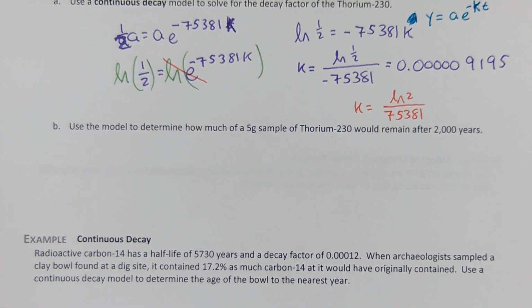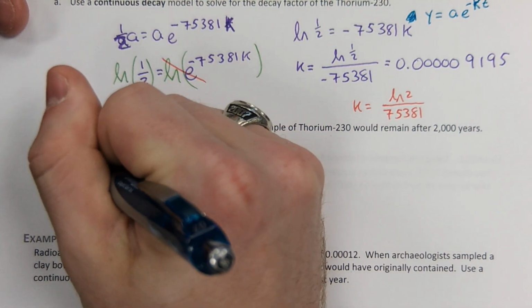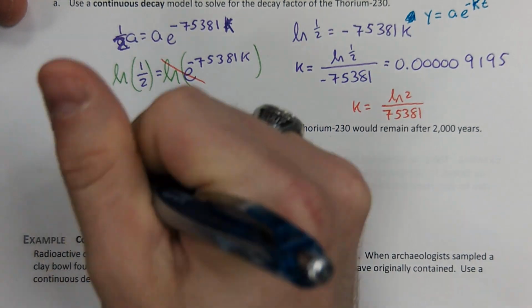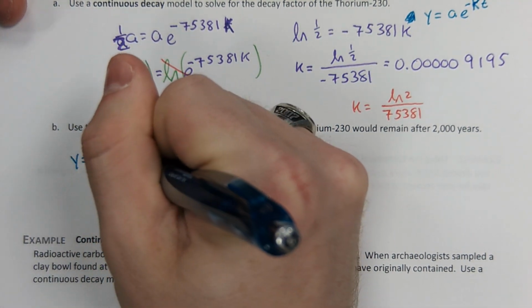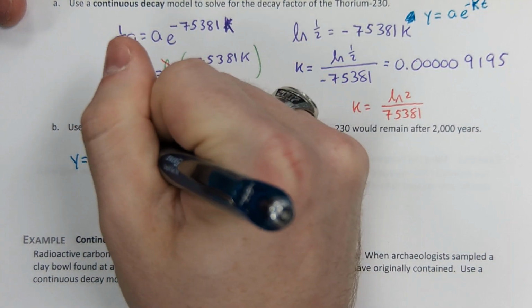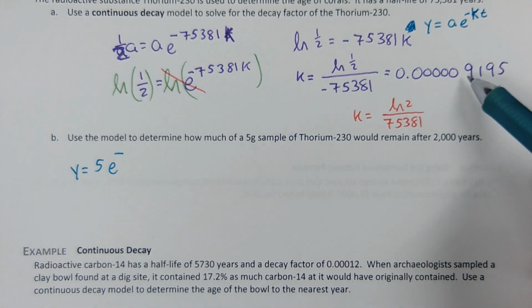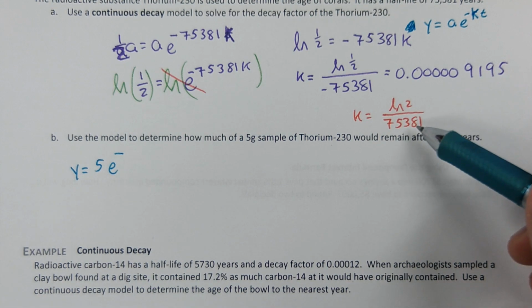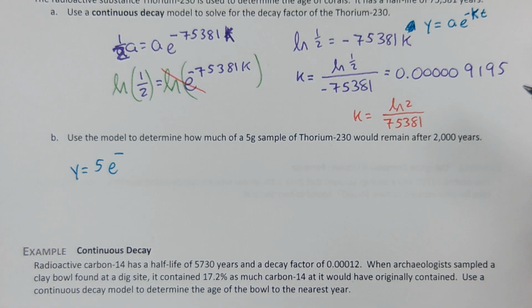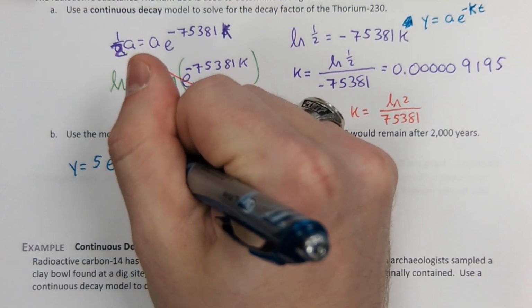So it says, use this model to determine how much of a 5-gram sample of thorium-230 would remain after 2,000 years. So we have to write our model. Y equals 5 e to the negative, and like I said, we can either write this decimal or we could write this fraction. Which one do you guys prefer? Oh, she said the fraction very loudly before anybody else spoke, so that's what we'll do.